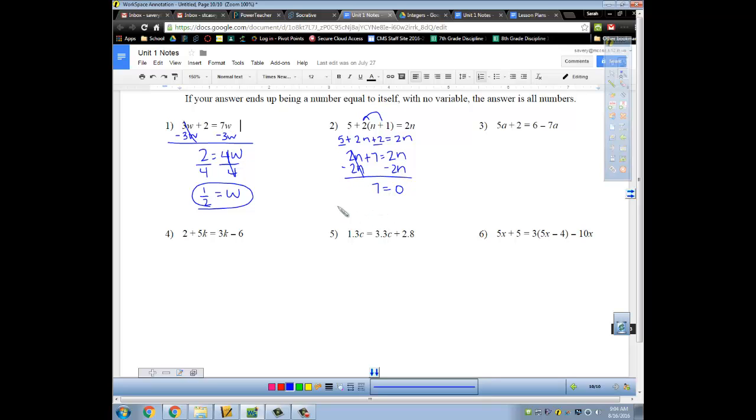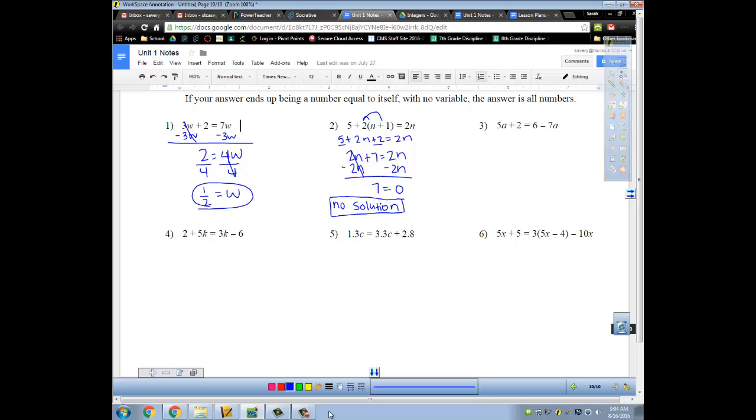So in this case, it is no solution. There isn't any number that we can plug in and it would work. So if you get to the point where you have two numbers equal to each other and they're obviously not the same number, so 7 does not equal 0, it's no solution. There is no answer for it.